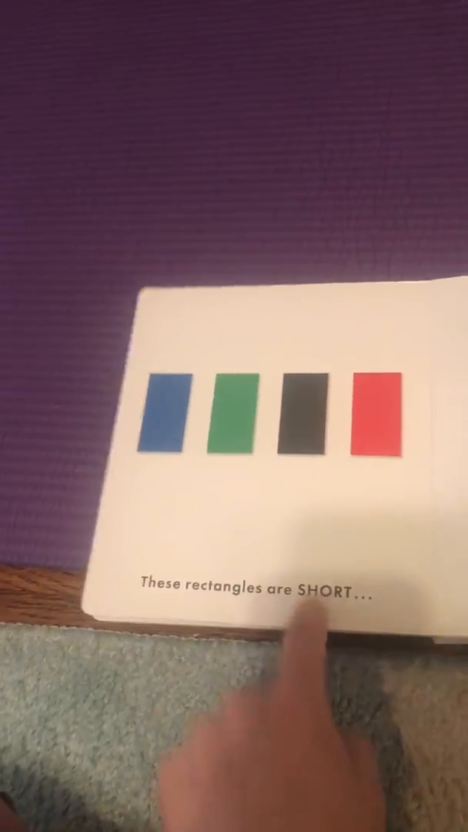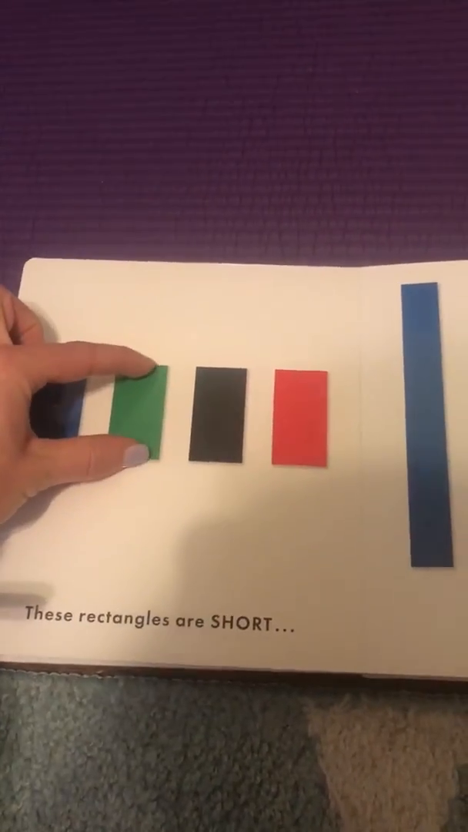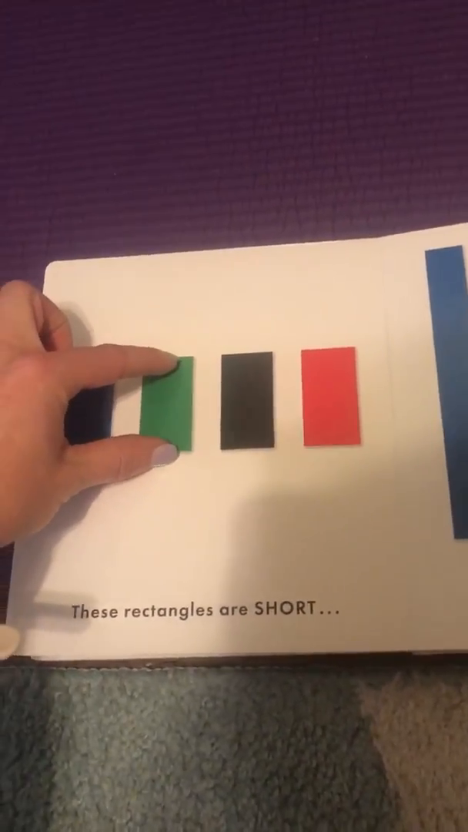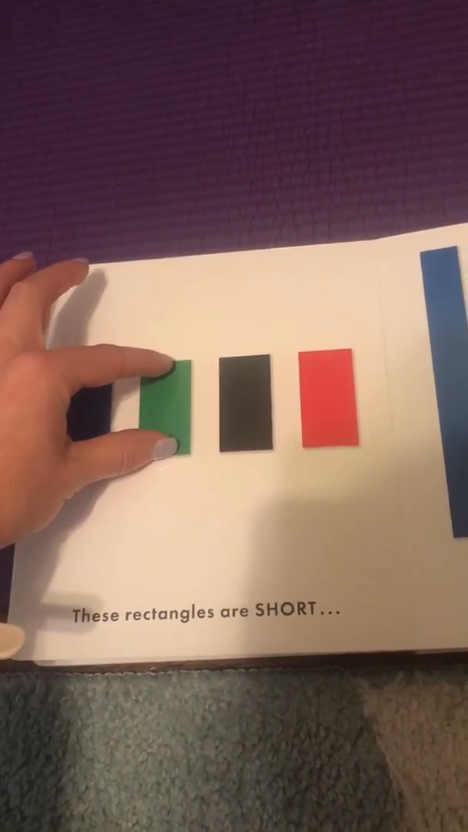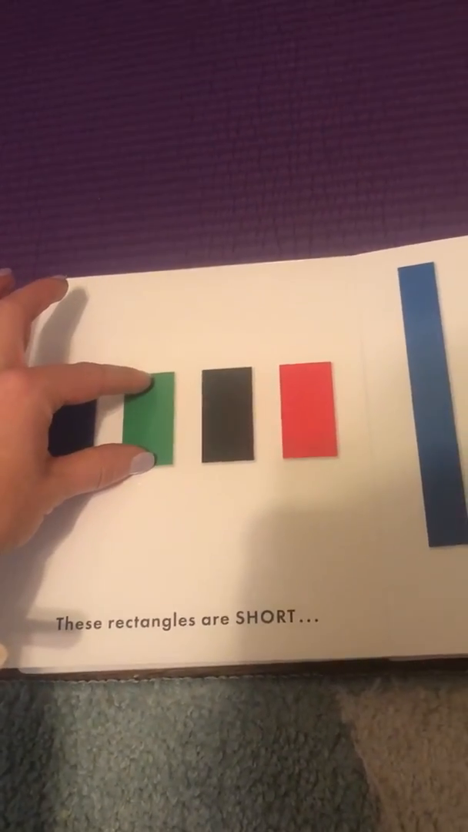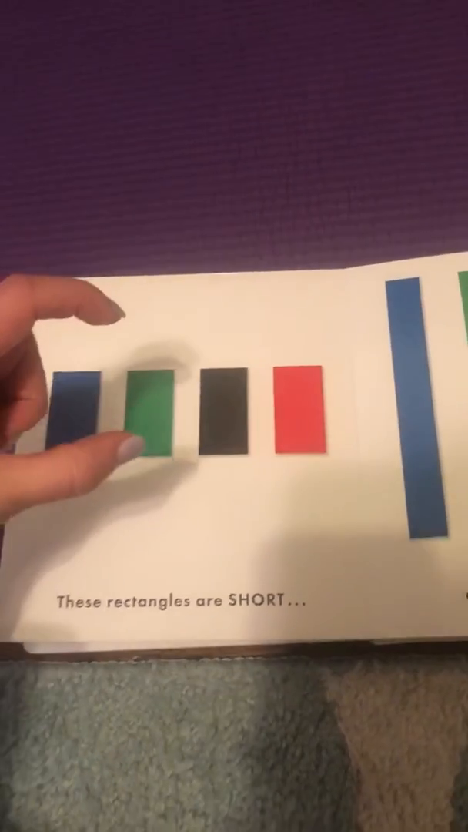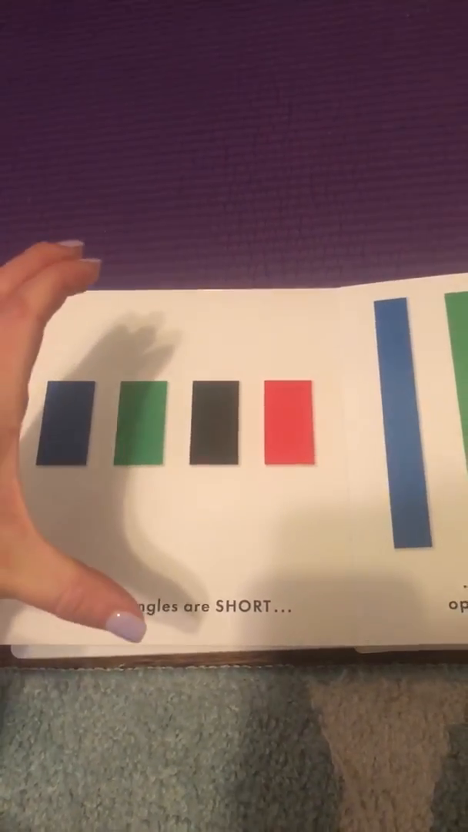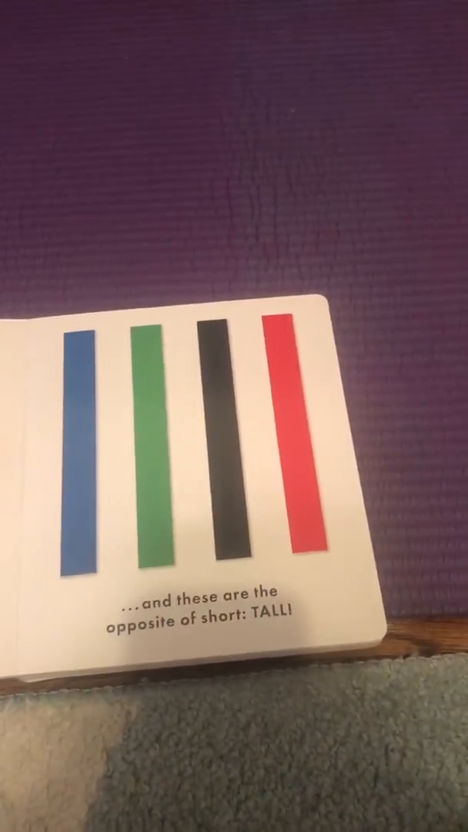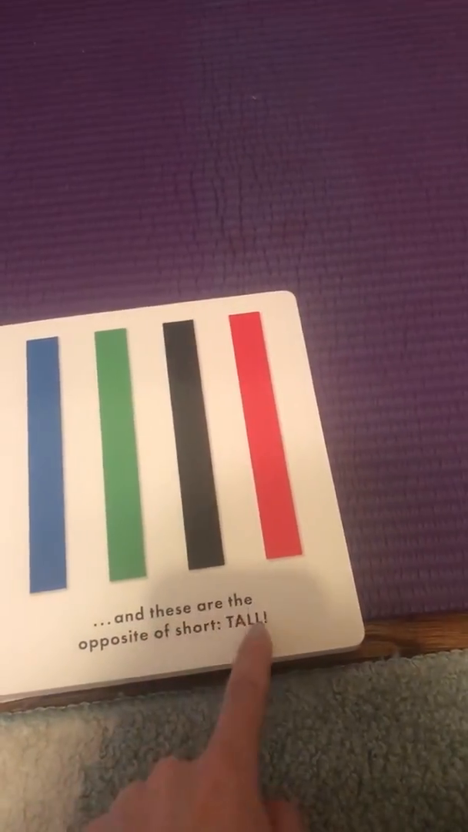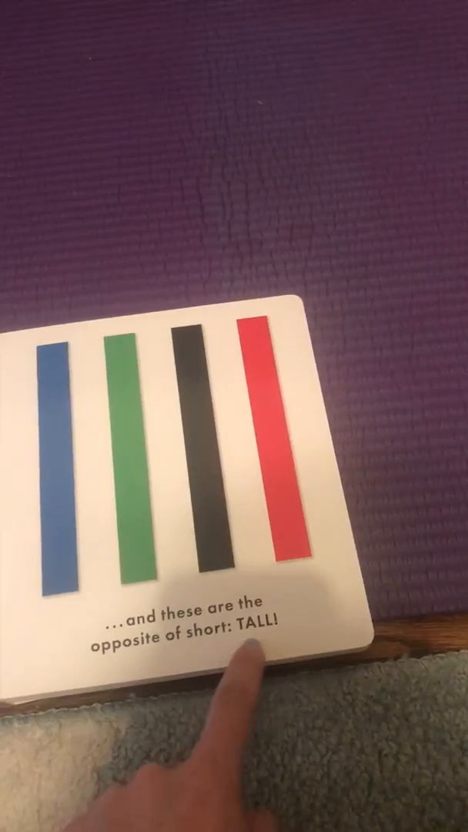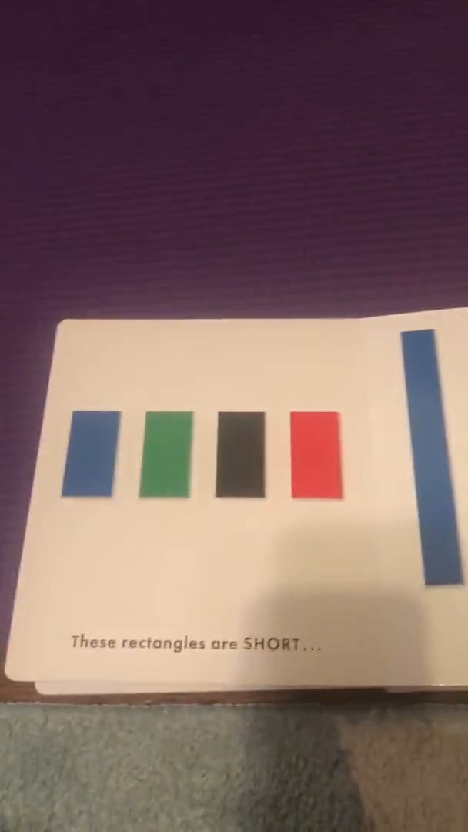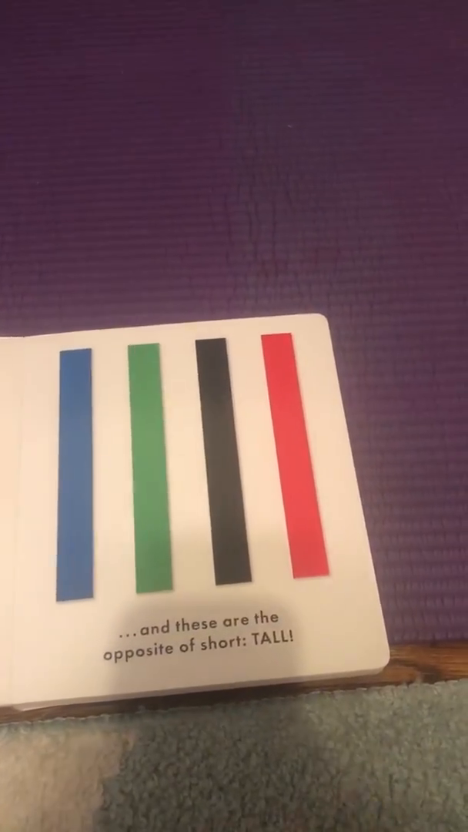These rectangles are short. Let's think of the opposite. If it's not short, it's really tall. These are the opposite of short. So these are short, and these are the opposite. They are tall.